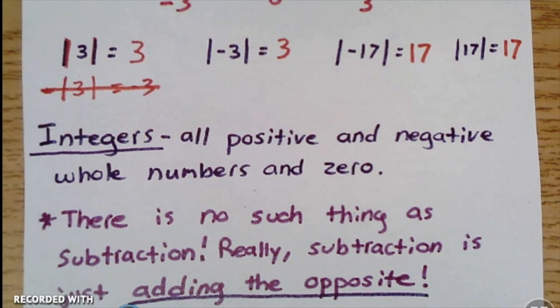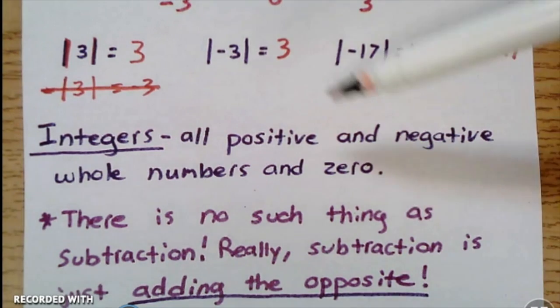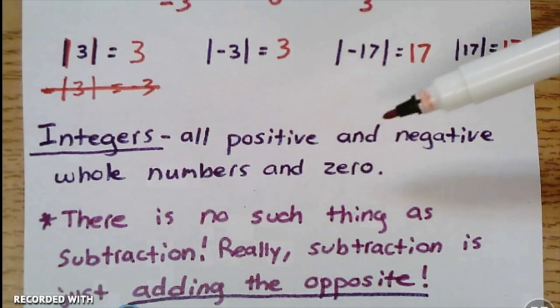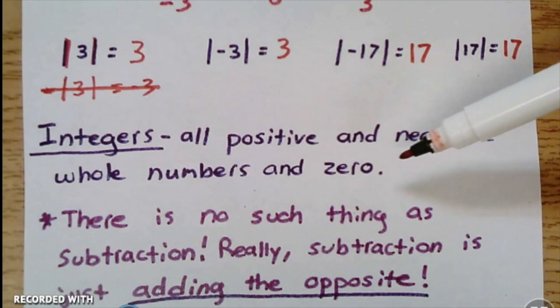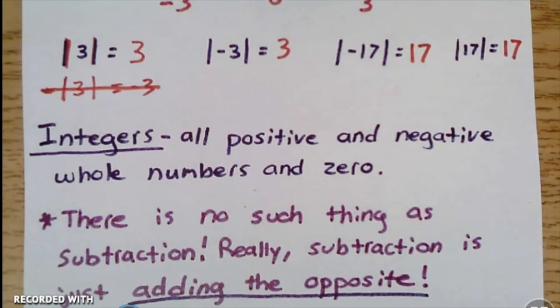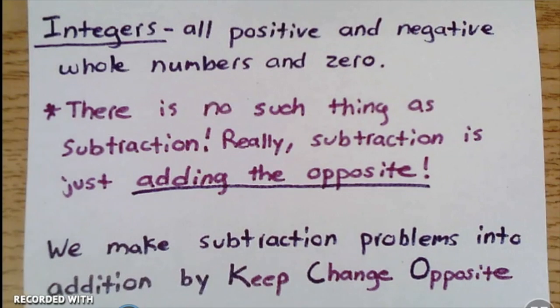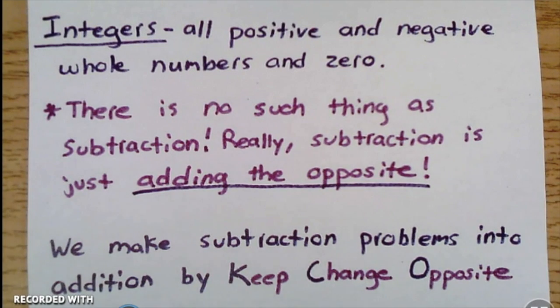The next vocab word we need to know is integers. Integers refers to all positive and negative whole numbers and 0. This is also sometimes worded all positive numbers and their opposites and 0. Okay? Now, here's a big bold statement you've never heard before. There is no such thing as subtraction. No, really, I'm serious though. Really, subtraction is just adding the opposite.